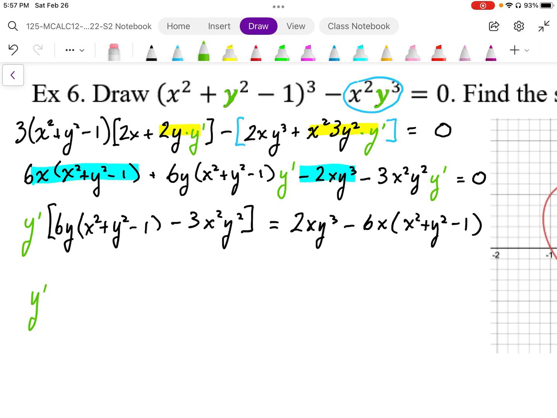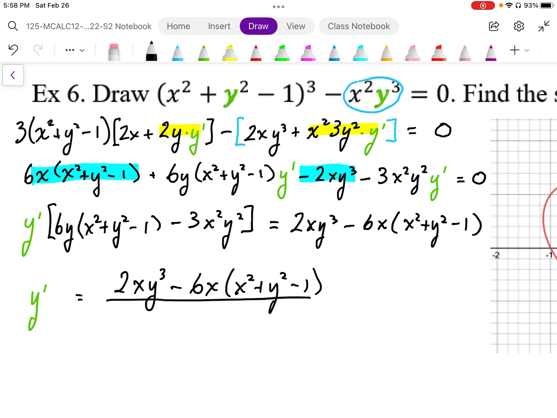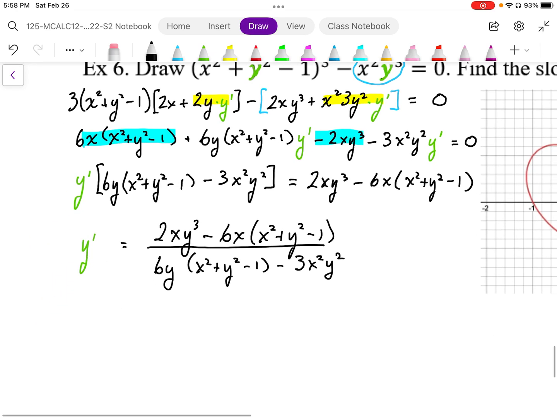Solving for y prime, in the numerator I'm going to get 2xy cubed minus 6x times x squared plus y squared minus 1. And in the denominator, I'm going to end up with 6y times x squared plus y squared minus 1 minus 3x squared y squared. Hopefully I didn't make any mistakes here because there's lots of things going on.